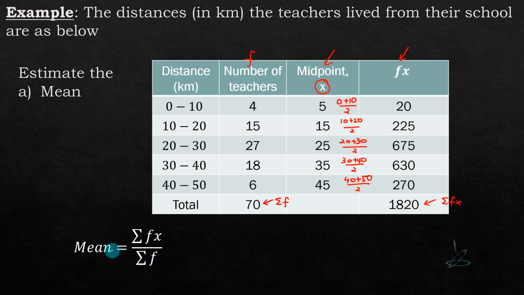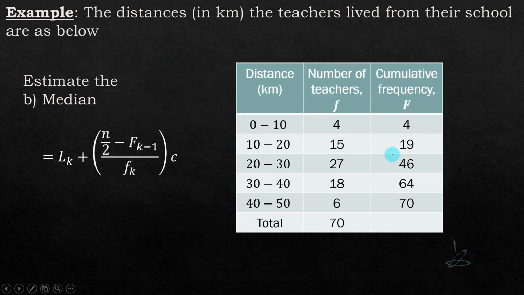So using the formula, the mean is summation for fx over the summation of the frequency. So summation for fx is 1820 and then divide by the total frequency, which is 70. And when we divide them, we are going to get 26 as our mean. Okay, so let us proceed with part B. So B, we have to calculate the median.